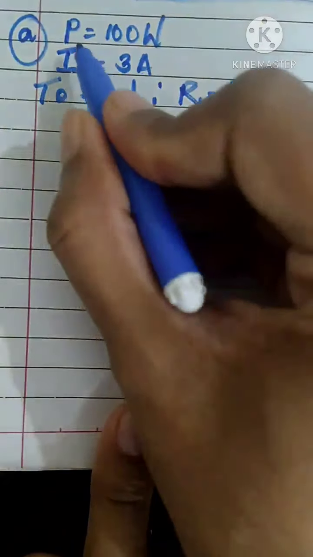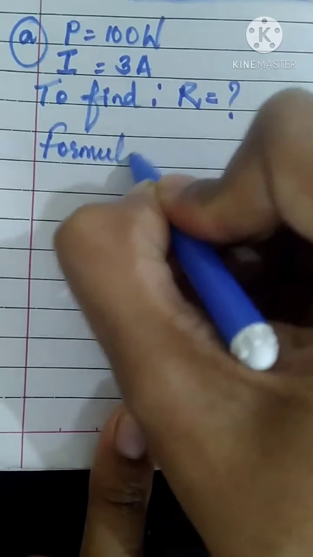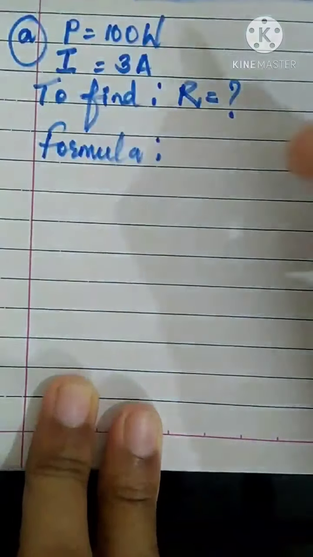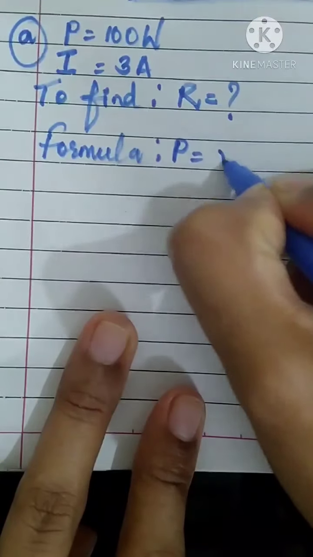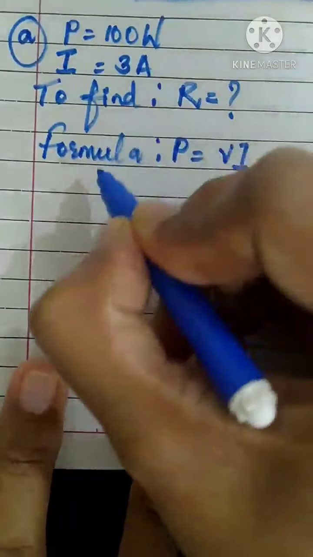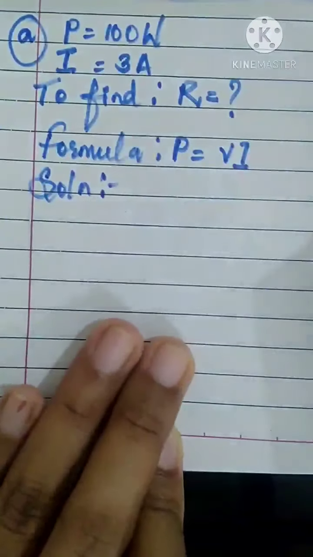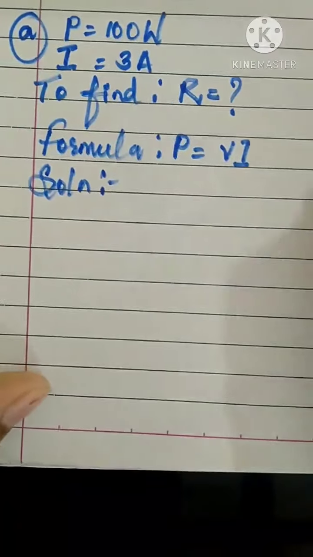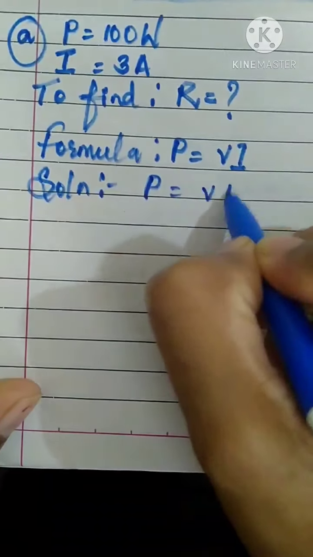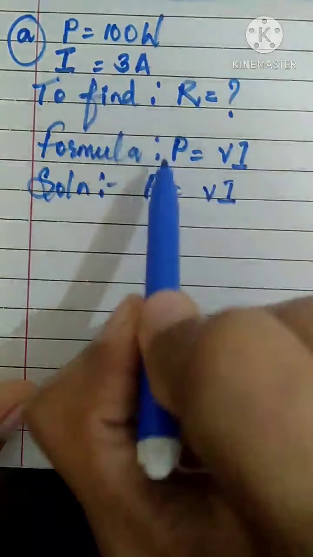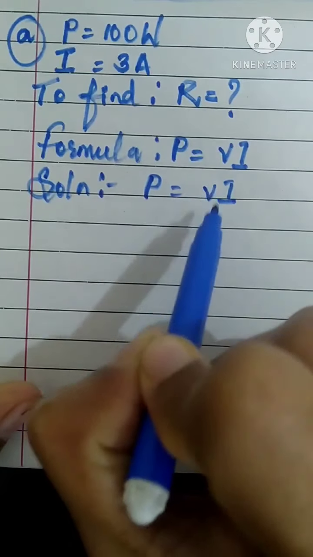I told you power, which formula we will use? P is equal to VI, and then we can play with that formula as we want. Solution. One formula only you remember. Then Ohm's law is there always with us. So P is equal to VI. Now here we know P, we know I. We will find V.